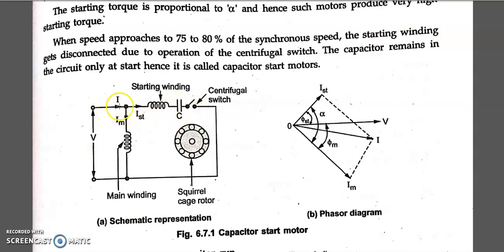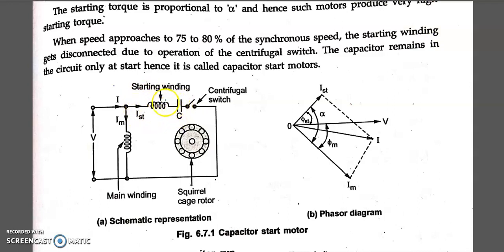Similarly here, when I give supply, IM and IST flow. As we said, the main winding is highly inductive, so V and IM will be approximately 90 degrees apart, but here they have shown a certain angle phi m. The starting winding is less inductive, as I said before, and IST flows in the starting winding, the capacitor and the centrifugal switch, and completes the path. And we know that in a capacitor, current leads the voltage. So both of these act like a capacitive type, not 100% capacitive, but nearly capacitive.